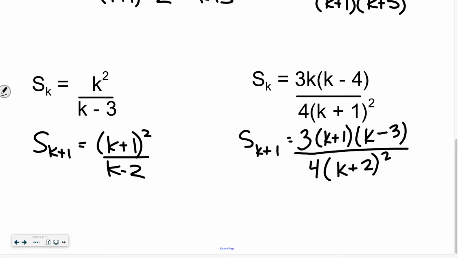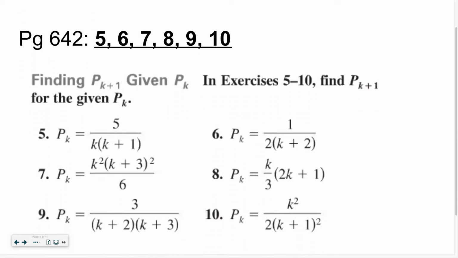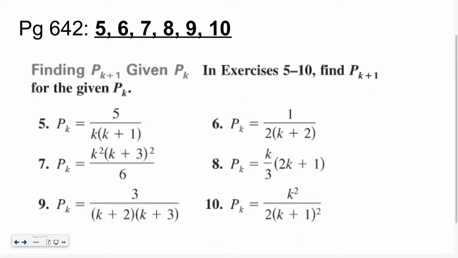You try these 6 problems. They are from the textbook, so if you're having trouble at your groups, I know like at the back pod, sometimes the board is hard to see. If you can't see them, they're on page 642, and it's numbers 5 through 10. The book is going to give you a P sub K.